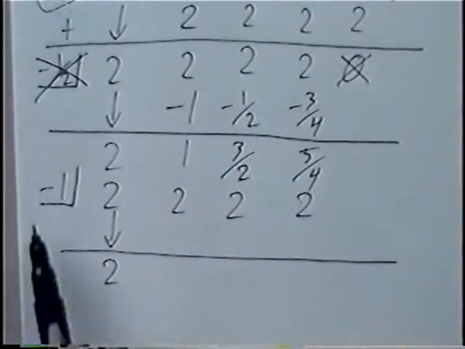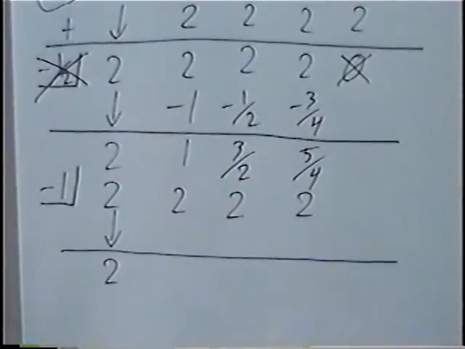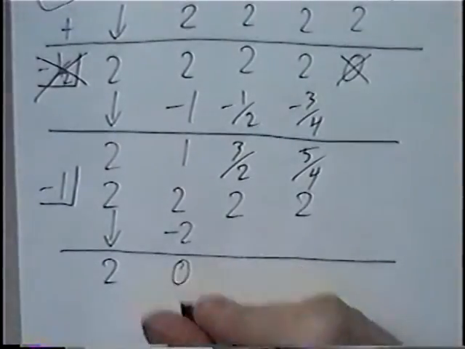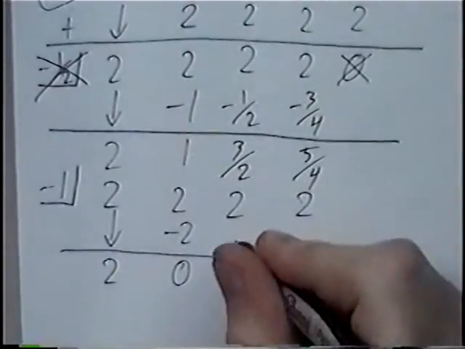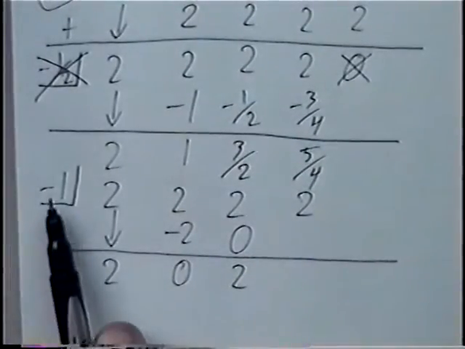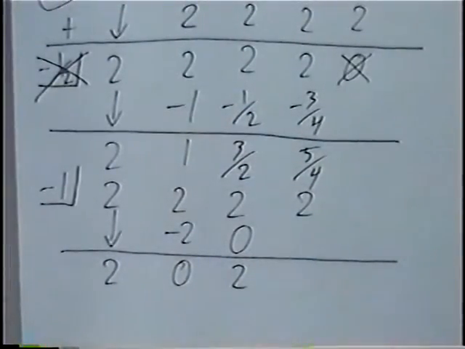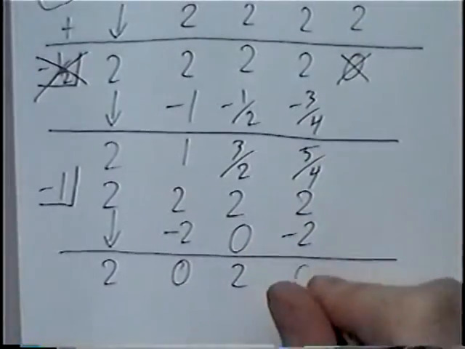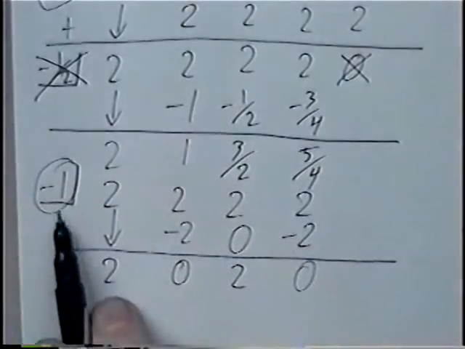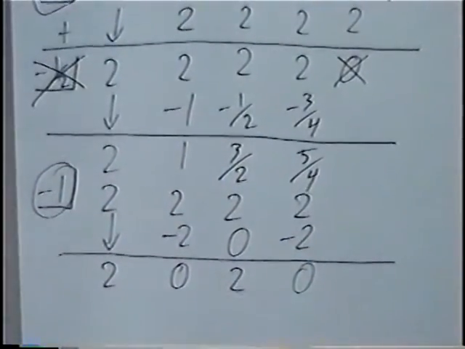Dropping the 2 down, negative 1 will multiply for each number. Negative 2. 2 plus a negative 2 would be 0. Multiplying by negative 1 would still be 0. Adding will be 2. And negative 1 times 2 would be negative 2. Adding will get a remainder of 0. Again, if we have a remainder of 0, that means negative 1 is a 0 for the function.